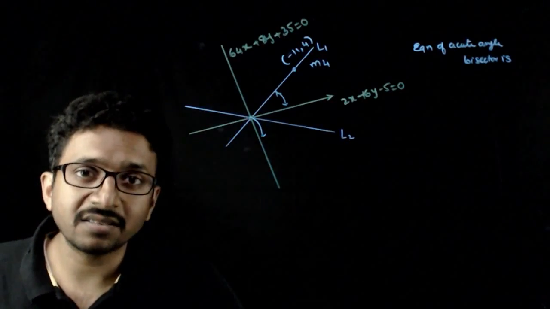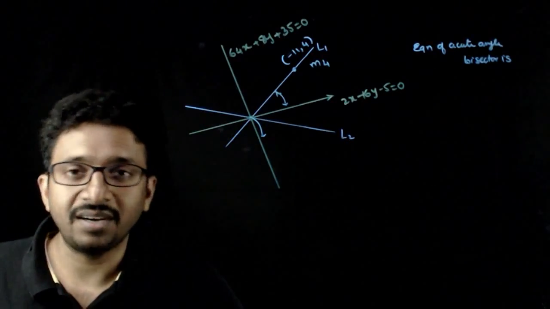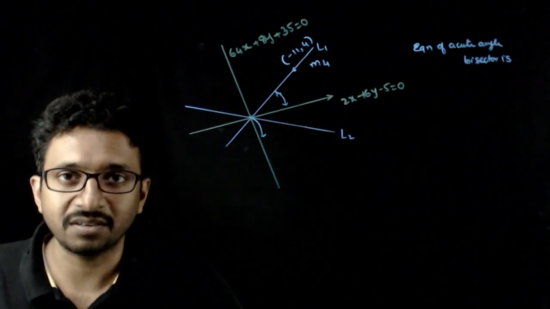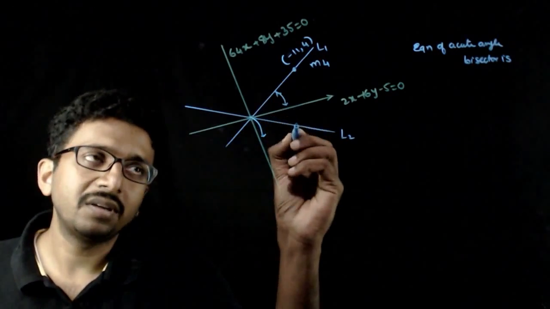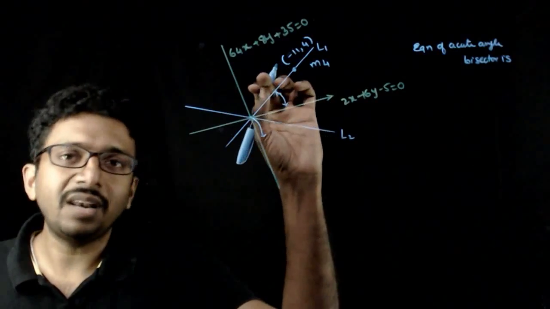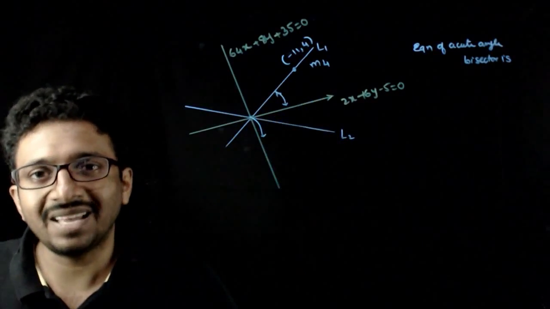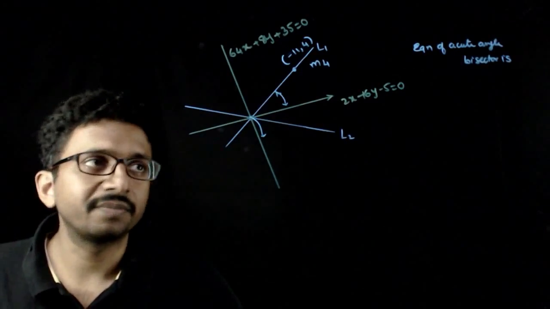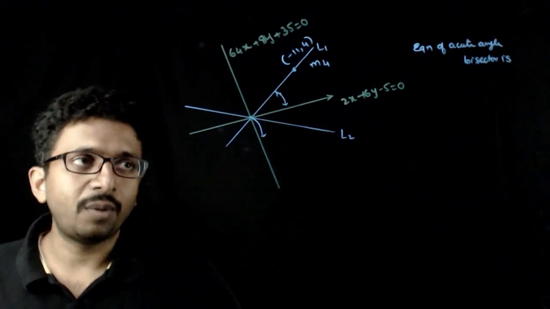If this angle is more than 45, then it is the obtuse angle bisector. If this is less than 45, then it is the acute angle bisector. Because if this is acute, the angle between the line and the angle bisector will be less than 45 degrees, that is, the magnitude of tan theta should be less than 1. Now let us go about doing this problem.